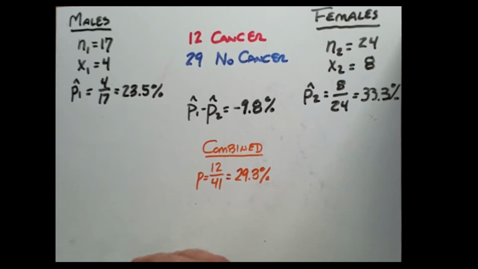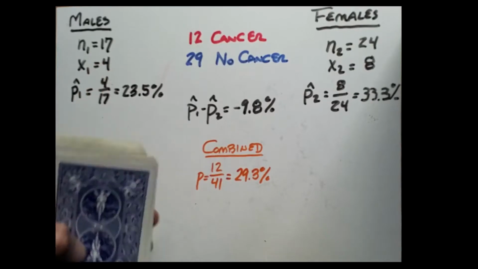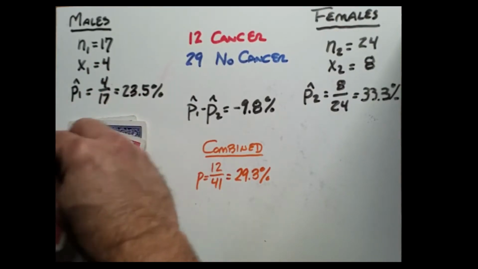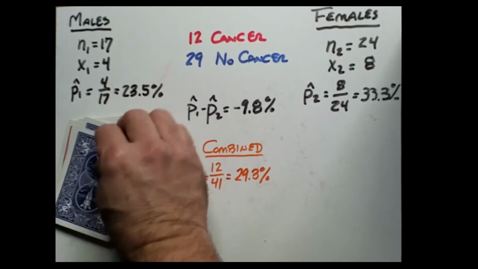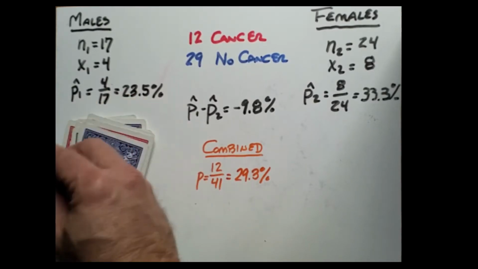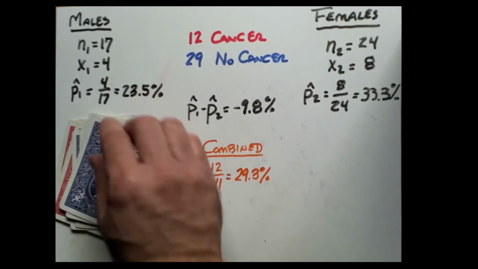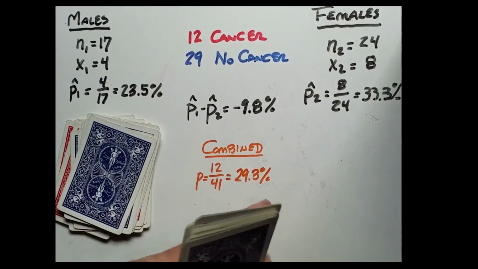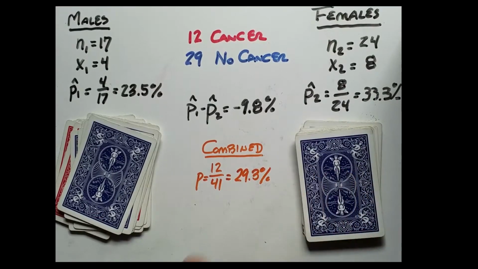So amongst the males, we had 17 in our sample, so we're going to deal out 17 cards. 1, 2, 3, up through 17. And then that means there should be 24 left over here for females.